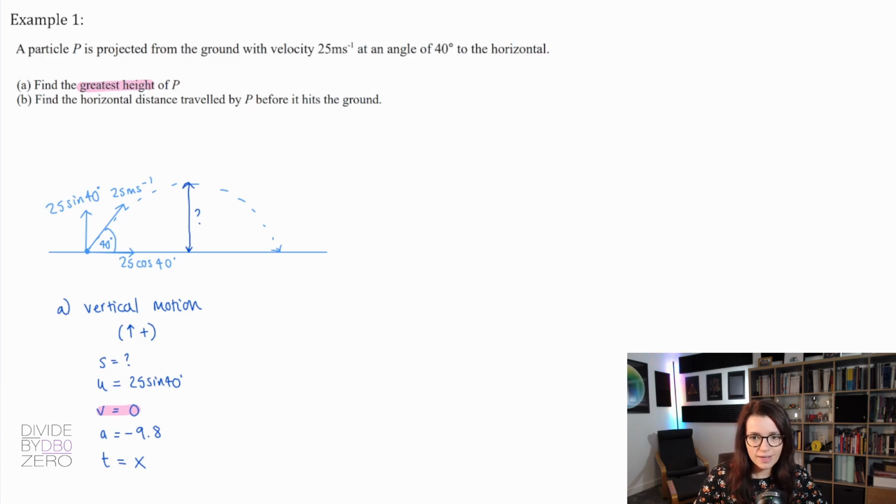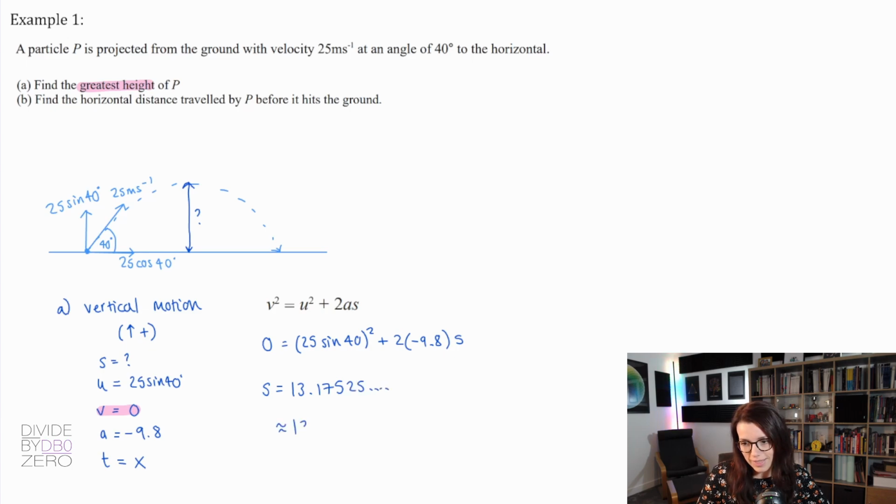So we find the suvat equation that does not involve time, and that's this one. And we sub in our numbers to solve for s. When you solve this, you get s equal to 13.17525, which is roughly 13 meters to 2 significant figures.